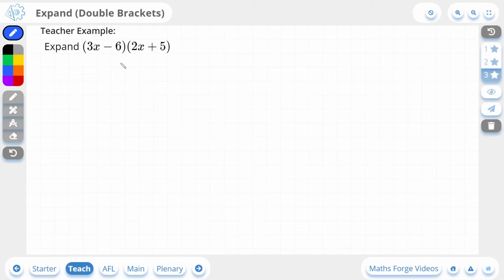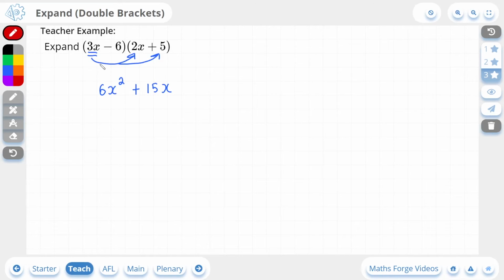Now we'll do a 3-star example. Just as we did in the previous 2 examples, we're going to take the first term from the first bracket, 3x, and multiply it onto every single term from the second bracket. So we're going to have 3x multiplied by 2x, which is 6x squared. And then we're going to have 3x multiplied by 5, which is positive 15x.